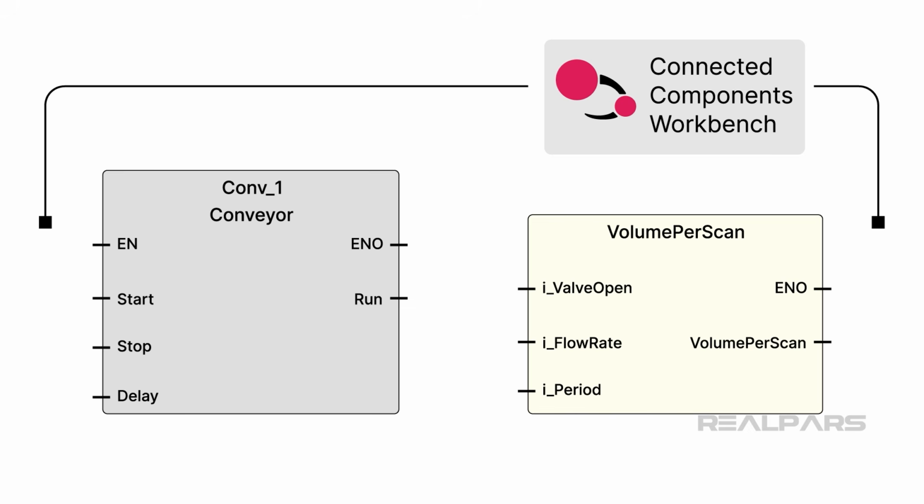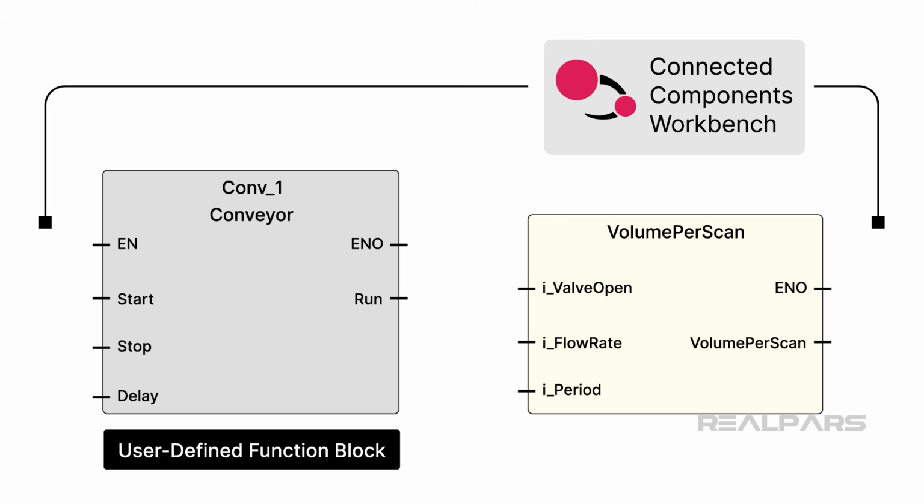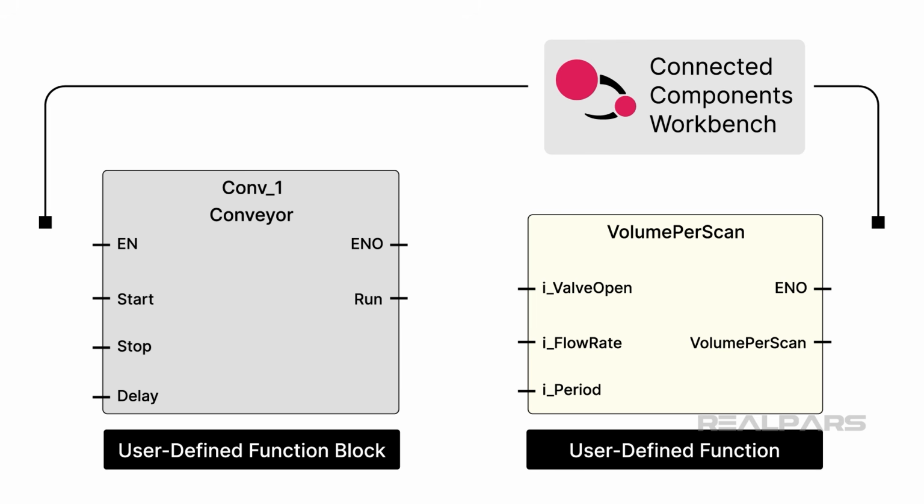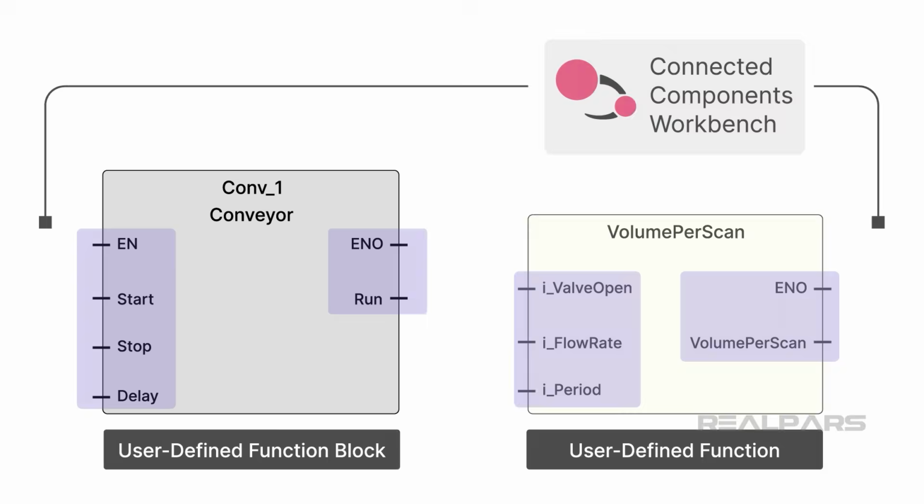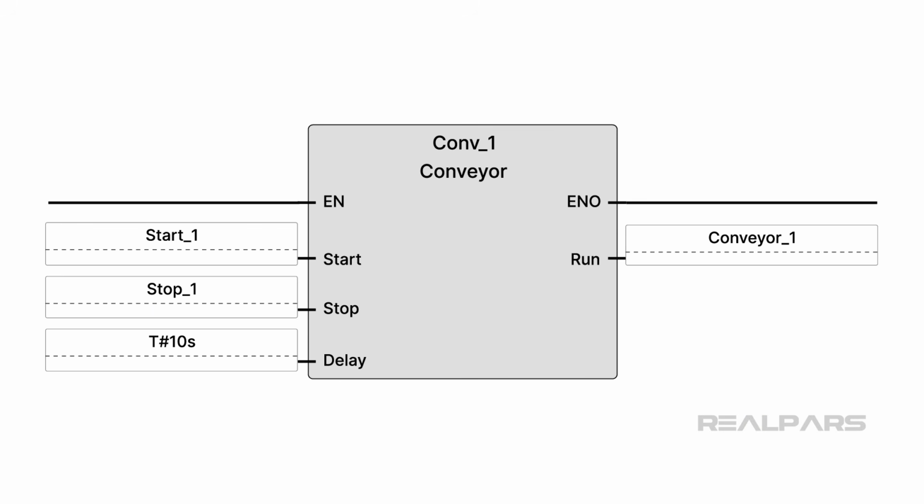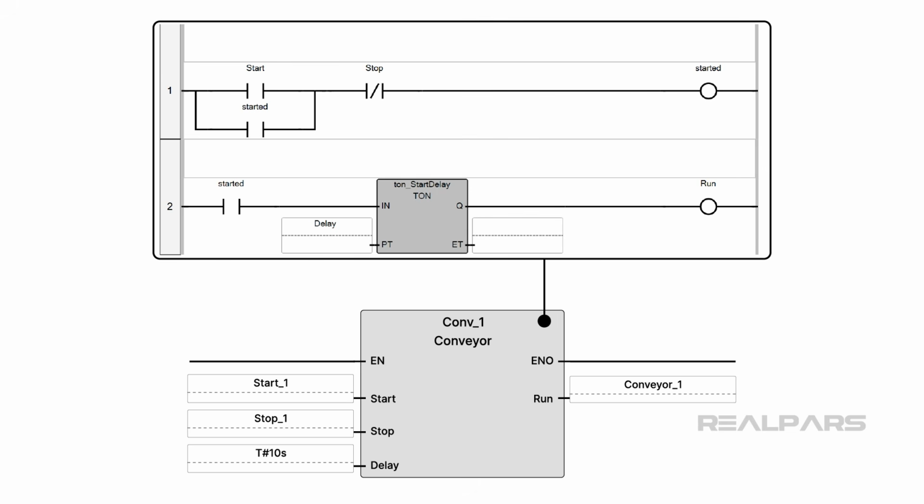In Connected Components Workbench, code modules are called user-defined function blocks and user-defined functions. Let's take a quick look at what a user-defined function block is. A user-defined function block and a user-defined function are reusable code modules with well-defined interfaces. Using the interface, you can pass data to and receive data from a user-defined function block. When a user-defined function block is called, its internal logic is executed.